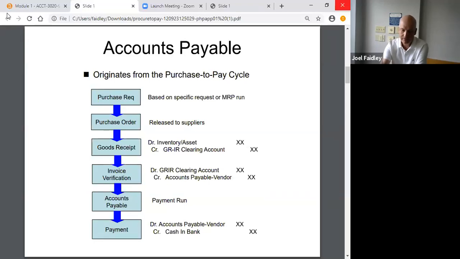There's the entry. So what's this second entry here, this credit, GRIR clearing account? That's a goods received, invoice receipt, clearing account. All that's saying is that's where we're going to put that. It's a liability, first of all. That's just an account that we're going to put it in, sort of like income summary or purchases that you use in managerial accounting or cost accounting.